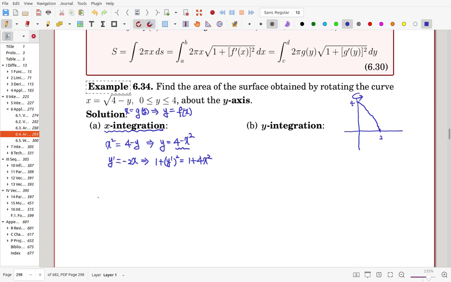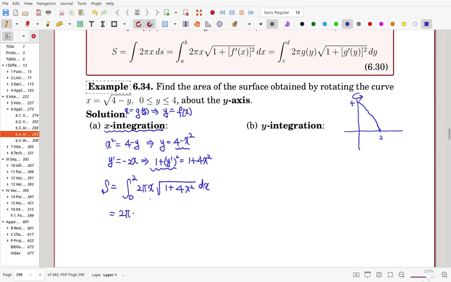Okay. From here, the surface area is the same as, now x is moving from 0 to 2. So from 0 to 2, and then x direction integration, so 2 pi, and we have x, and then now the square root of 1 plus y prime squared. So the square root of 1 plus 4x squared, right? And dx.